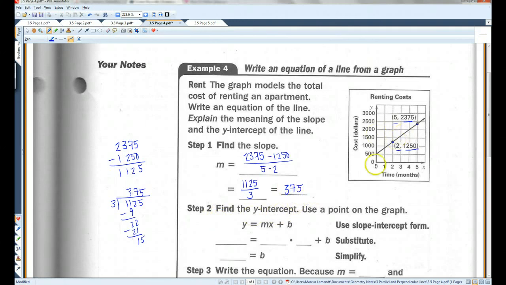Find the y-intercept. We're actually kind of given the y-intercept right here. Use a point on the graph. You can kind of already tell what it is, but let's do it their way. Let's use this point here. So we're given 1250 equals our slope, 375, times the x, which is 2. And if you do all this out, you're going to end up with b equals 500, which is what you can kind of see already.